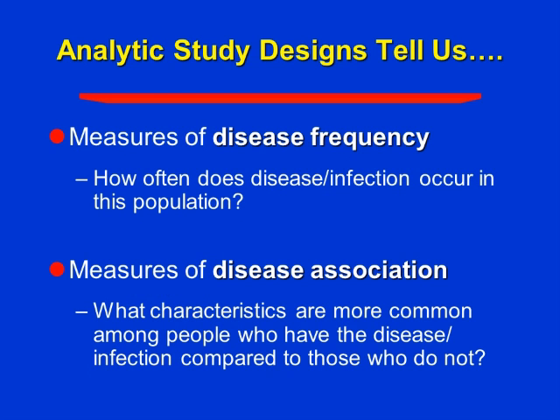On the other hand, analytic study designs are often considered more powerful because they can tell us measures of disease frequency and measures of disease association. Measures of disease frequency essentially means how often does a disease or infection occur in this population? What's the frequency with which people come down with this illness? Measures of disease association tell us what characteristics are more common among people who have the disease or the infection compared to those who do not. In other words, we often talk about this in terms of risk factors.